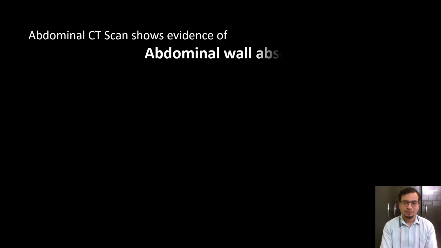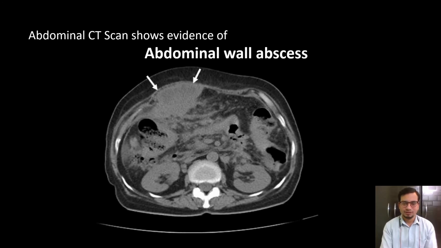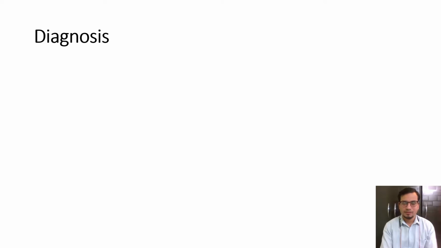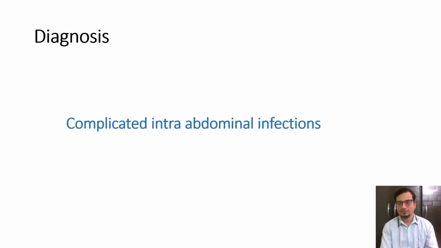So with this information, we went ahead and performed an abdominal CT scan, which showed evidence of an abdominal wall abscess, and this is the CT scan. You can quite well see the situation over here, a lot of pus inside the abdomen. So probably this is a case of complicated intra-abdominal infection, which is a type of abdominal sepsis, and today we are going to discuss this in detail.